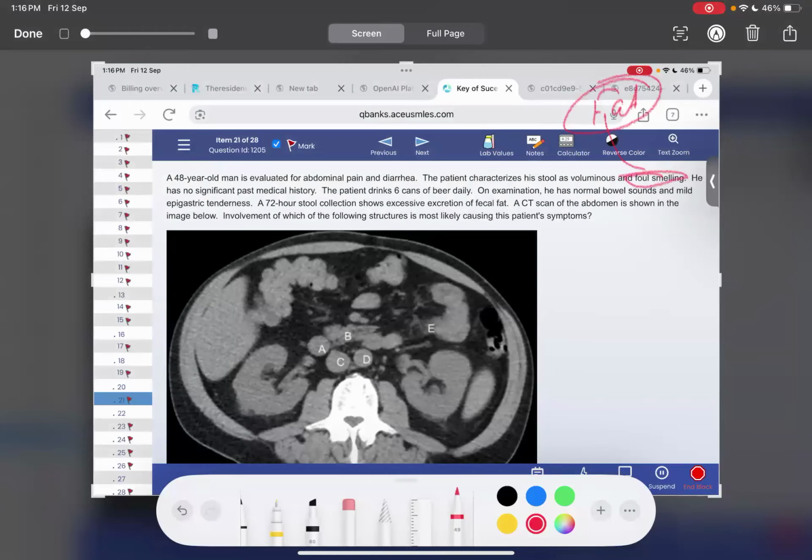He has no significant past medical history. He drinks 6 cans of beer. On examination, he has normal bowel sounds and mild epigastric pain. Stool collection would show excessive secretion of fat. Without this test, I told you on the basis of the history that it is fat. A CT scan of the abdomen is shown in this image. Which of the following structures is most likely involved in the patient? So, fat.